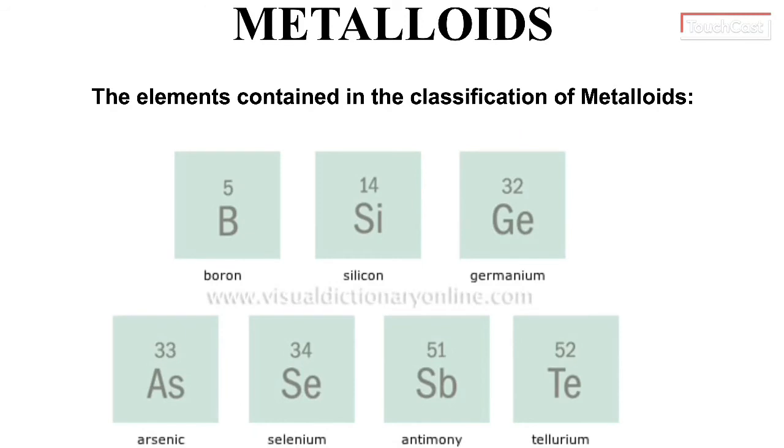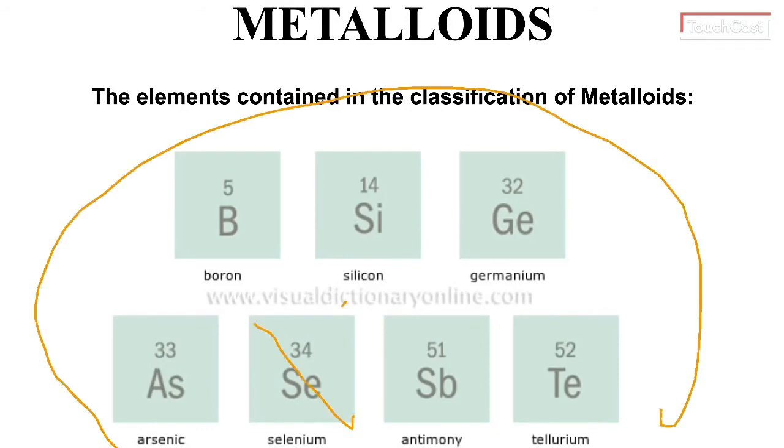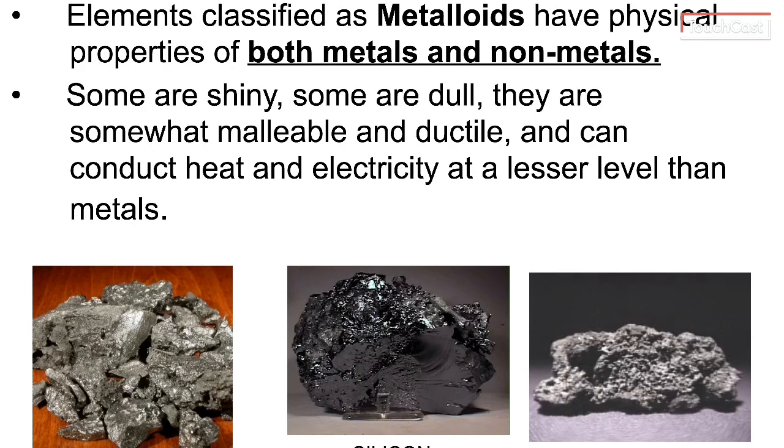All right, then we have our metalloids, which is our last little section here. These are some examples of metalloids, except for selenium. Selenium is not a metalloid. Remember, don't trust everything that you see on Google. Selenium does not touch the staircase. Elements that are classified as metalloids have physical properties of both metals and nonmetals. Basically, they're a little bit of both.